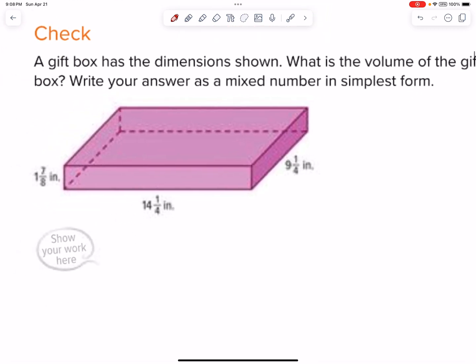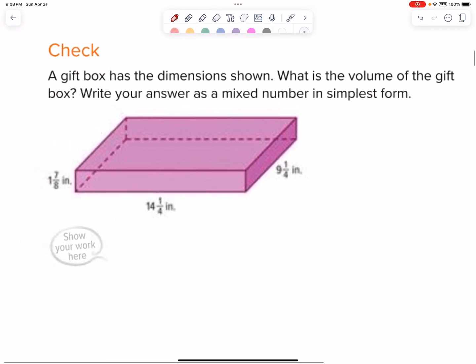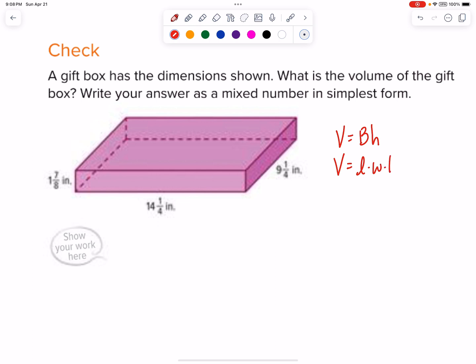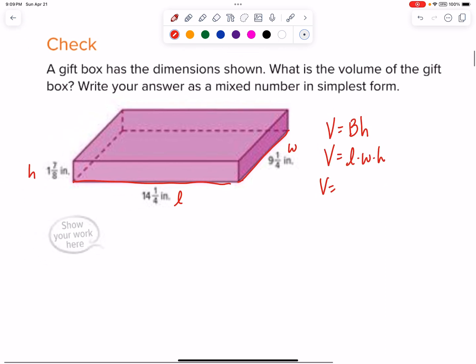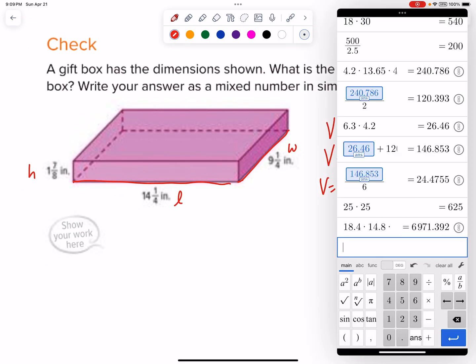Let's go ahead and try it on here. You can pause if you want, or you can just follow along with me. Remember, we're doing volume equals big B times H, where big B is the area of the base. So since the base is a rectangle, we're doing length times width times height. And so here we go. Basically, you just grab your three numbers and away you go. You have your length here, your width, so length, width, and then here's our height. So we're just going to plug that all in. It looks like you can probably use decimals for everything.